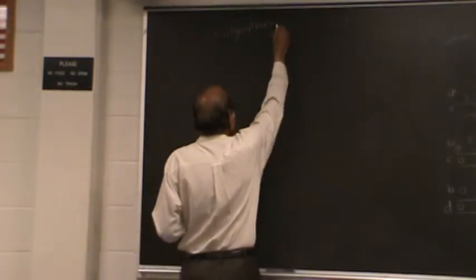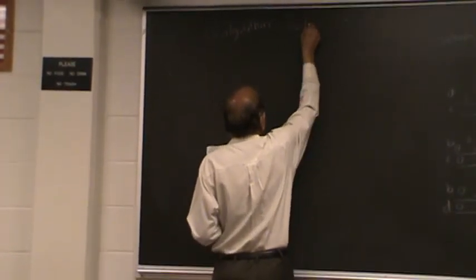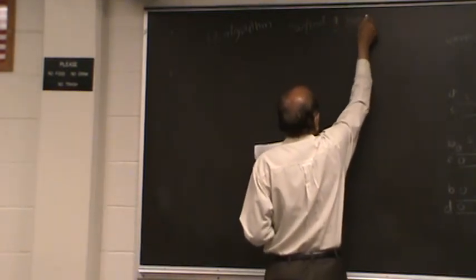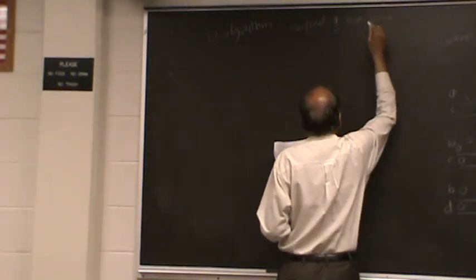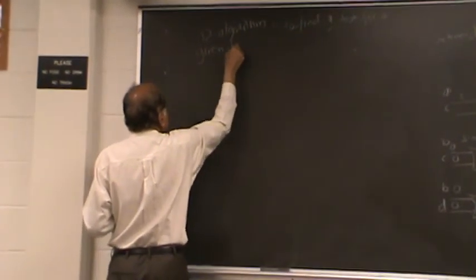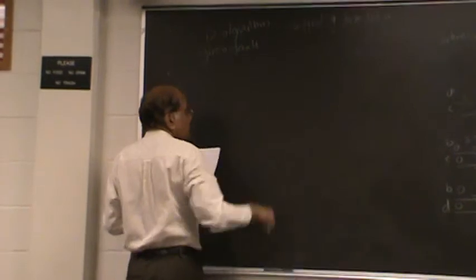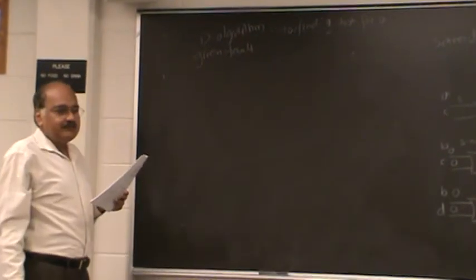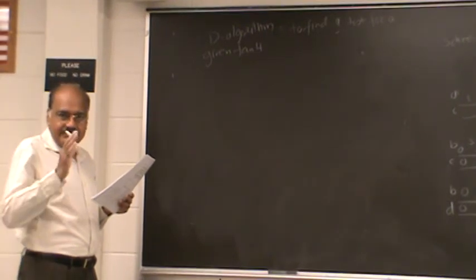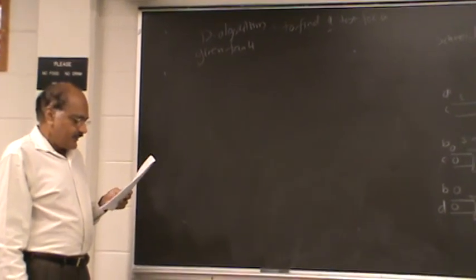So the objective of the D algorithm is to find a test for a given fault. Basically, the objective is not to find all possible tests, but to find a test for a fault.